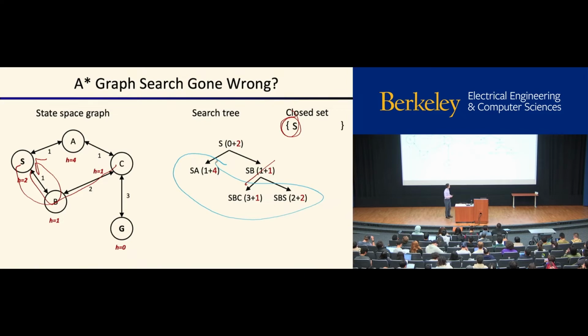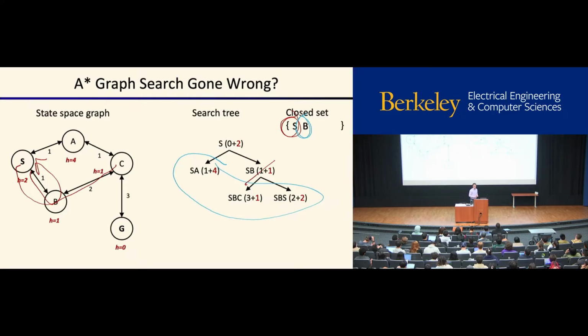What else do we have to do? We've just expanded B. We've got to add it to the closed set so that we can keep track. Every time we expand a node, we got to add it to the closed set. Okay, so what's the node on the frontier that's the lowest cost? SBS, SBC, they're sort of a tie, right?